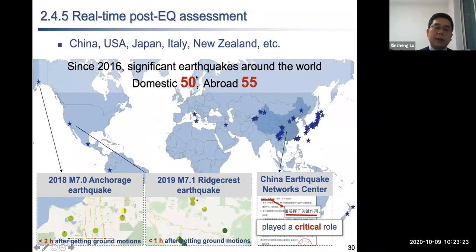So this method is already being used in the Chinese Earthquake Network Center, and it has played some critical role in recent Chinese earthquakes. And we also tried to use this method to simulate some of the damage in the United States, like the 2018 Anchorage earthquake and the 2019 California earthquake. And this is the predicted seismic damage right after the earthquake, not after the earthquake. And I think the results are quite interesting.